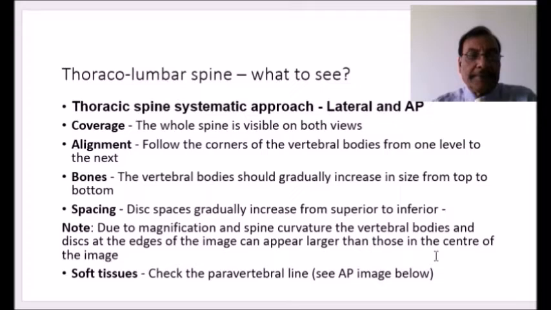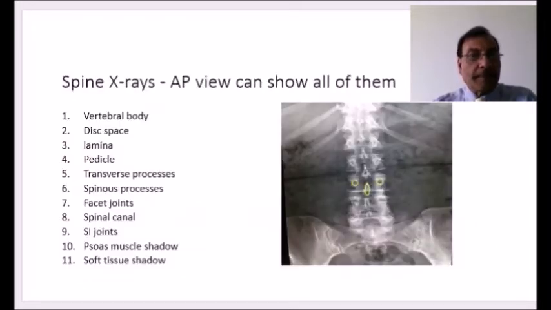Remember, there can be a fallacy, and it is due to magnification and spine curvature. The vertebral bodies and the discs at the edges of the image can appear larger than those in the center of the image, and we must check the paravertebral line as well when we are seeing the alignment. Now, all these structures that we have enumerated in the first instance, one by one we will try to see how to look at them.